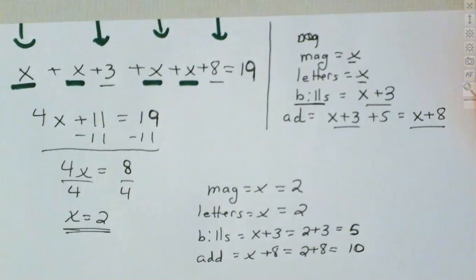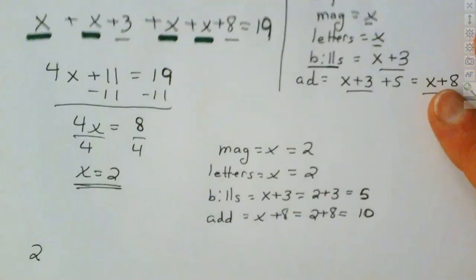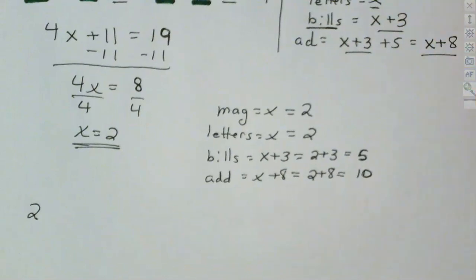How do we know we did it correctly? How many pieces of mail should they have total? 19. If I add up the magazines, the letters, the bills, and the ads, do they give you 19? Yeah. So we know we did it correctly. Now, what does the question specifically want? It says specifically how many magazines did they get. So we want the number of magazines. So your answer here would simply be 2 magazines.